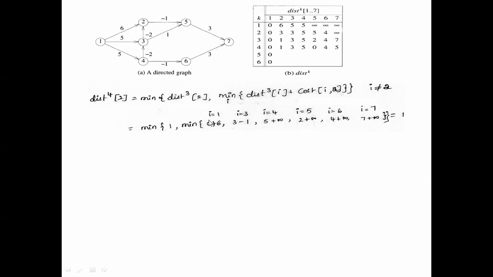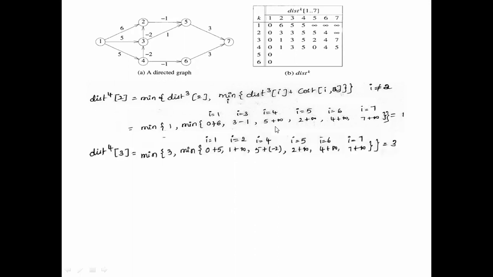So 1 to 2 is 0 plus 6. 3 to 2 is 3 minus 1. 4 to 2 is 5 plus infinity. 5 to 2 is 2 plus infinity. 6 to 2 is 4 plus infinity. 7 to 2 is 7 plus infinity. So minimum value is 1 here. So 1 will be written. Then distance 4 of 3. Distance 4 of 3 is from the previous value, that is from the third row, we have got the minimum value 3. Okay, for distance 4, we have got the value 3.